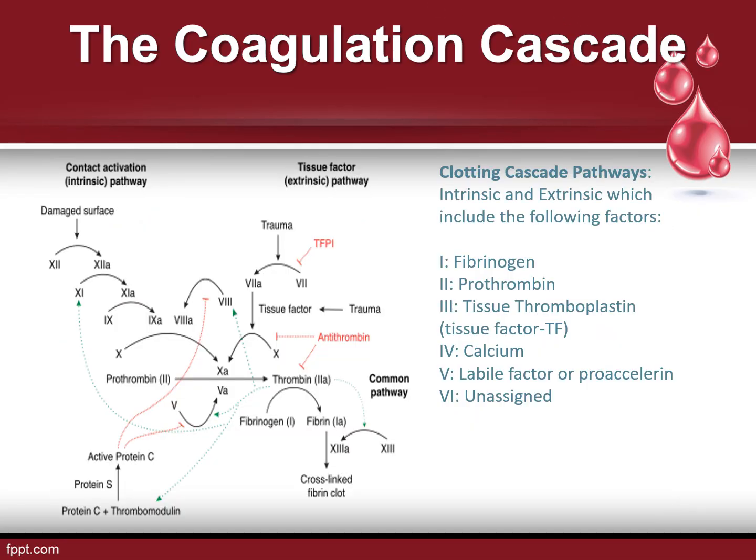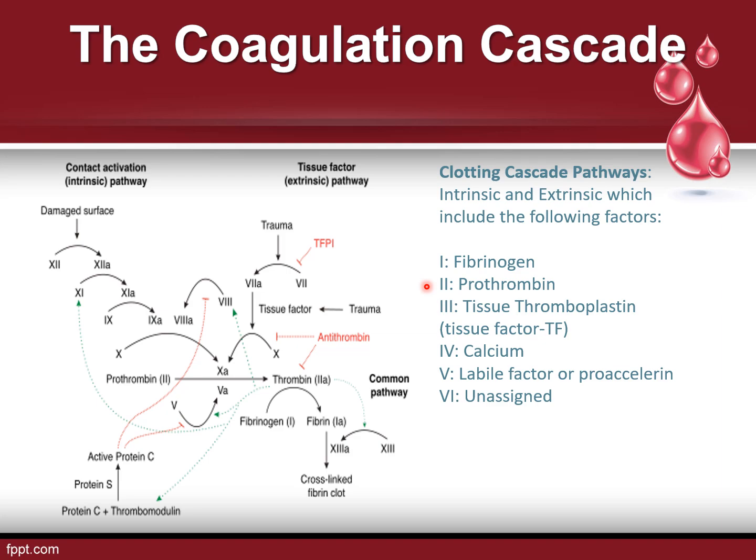The coagulation cascade process occurs via two pathways which unite downstream to form the common pathway. These include the extrinsic pathway, usually triggered by external trauma, which causes blood to escape the circulation, and the intrinsic pathway, usually triggered by internal damage to the vessel wall. And usually it includes the following factors which are listed here.